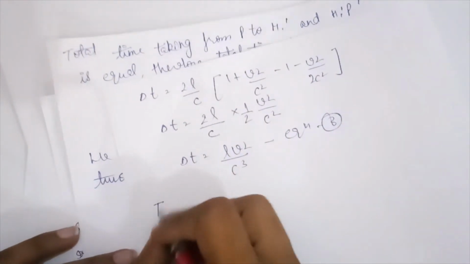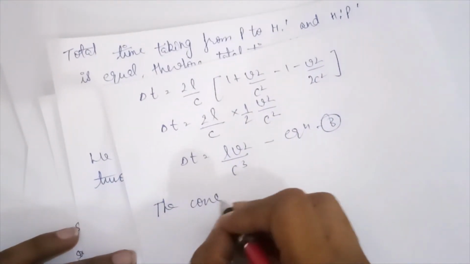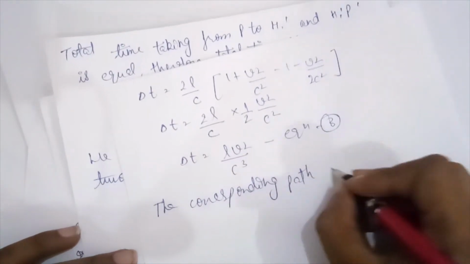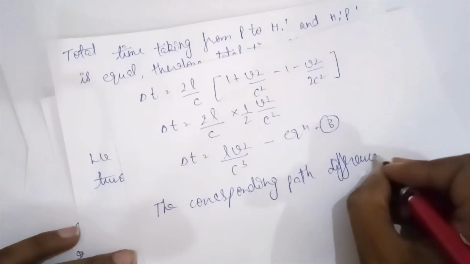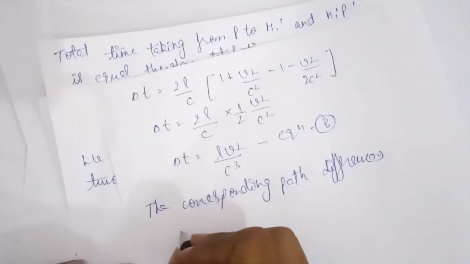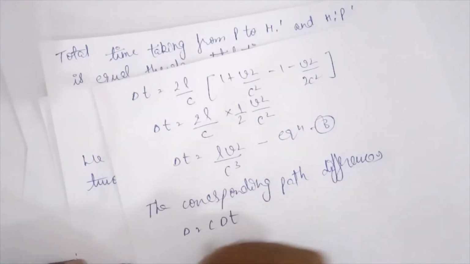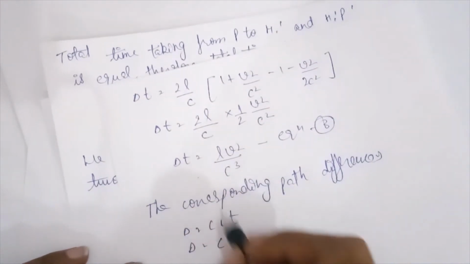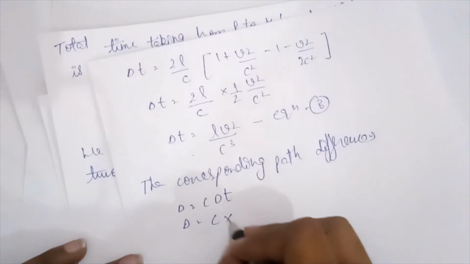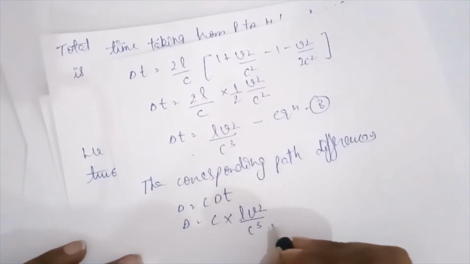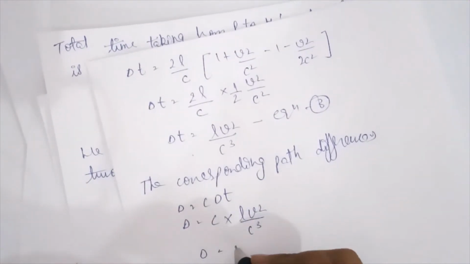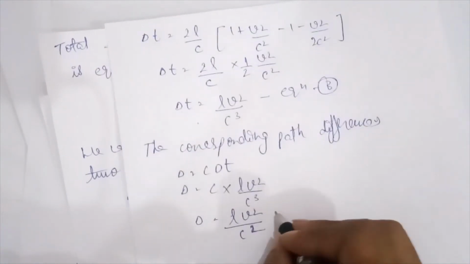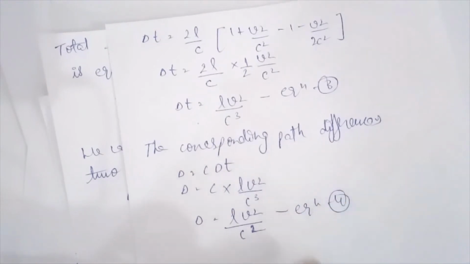Now the corresponding path difference delta equal to c delta t. Putting the value of delta t in this equation, we get c into L v square upon c cube. We get delta equal to L v square upon c square. This is our equation number 4.